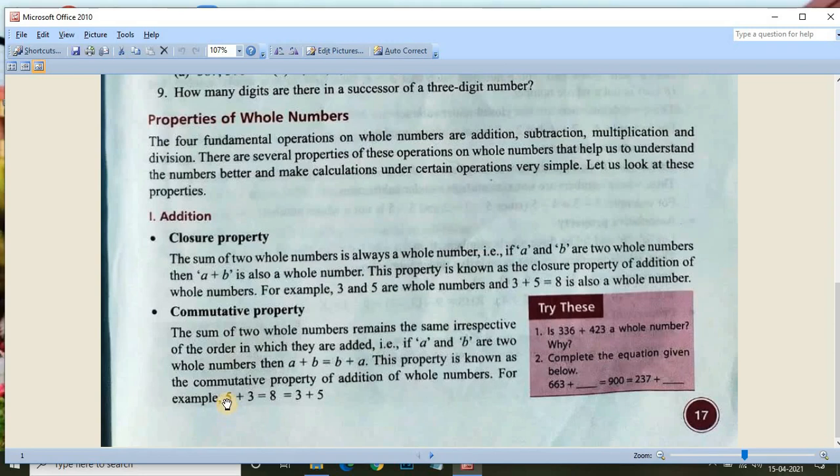For example, 5 plus 3 equals 8 and 3 plus 5 equals 8. In this case, as you can see clearly, in the first case 5 is the first number and then we added 3 to it. The answer comes 8. But in the second case, 3 is the first number and we added 5 to 3, but again the answer comes 8. So this is known as commutative property, in which if you change the order, the sum will not change. Now let us move to the next page.